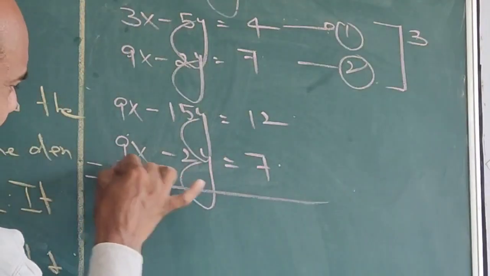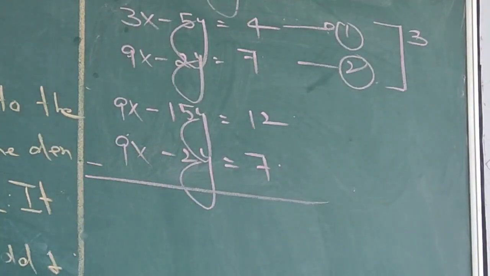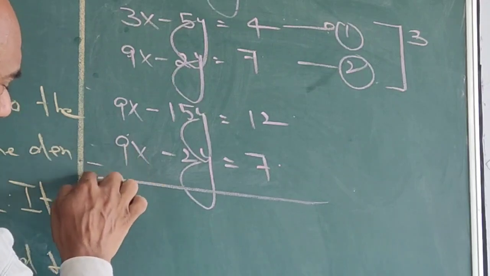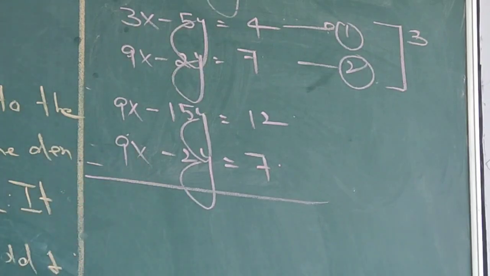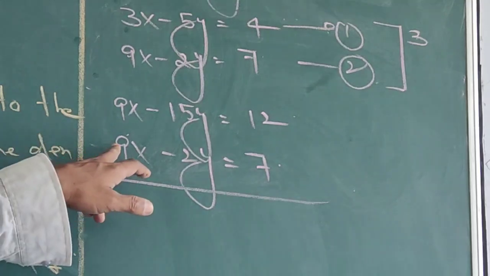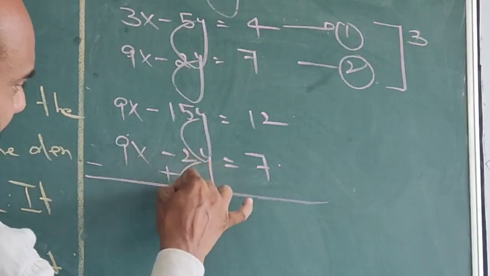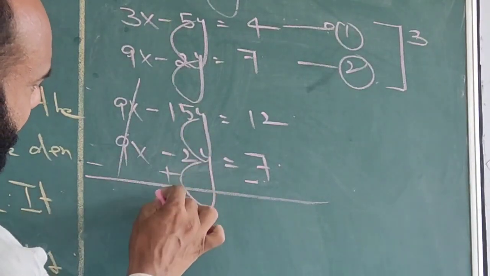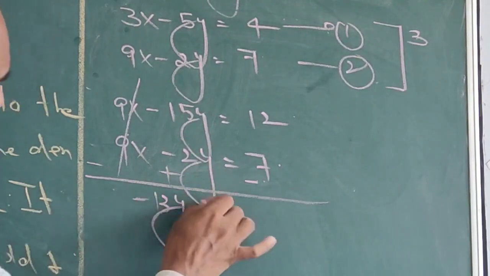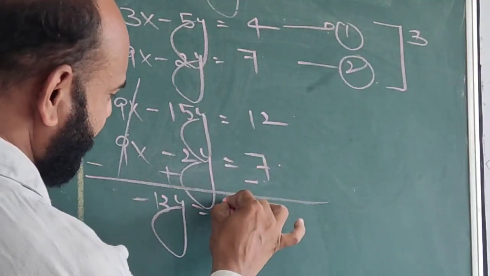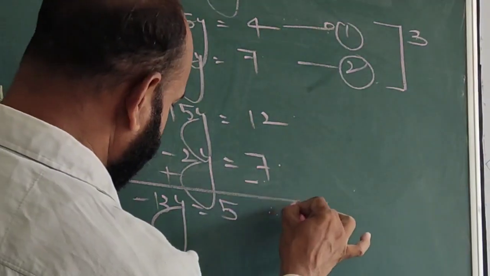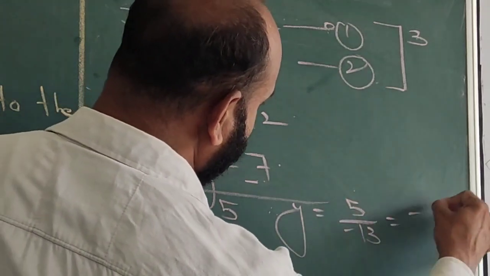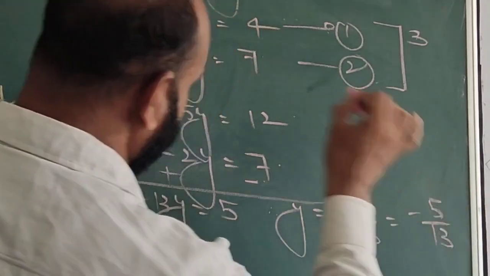Now it is subtractive. Subtractive means all the signs of the second equation will be changed. This is minus because this was plus. Any term which has no sign given must have a positive sign. So here negative, this is positive and this is negative. The 9x terms cancel, minus 15y plus 2y is minus 13y, and 12 minus 7 is equal to 5. Therefore y is equal to 5 upon minus 13, and it is minus 5 upon 13.